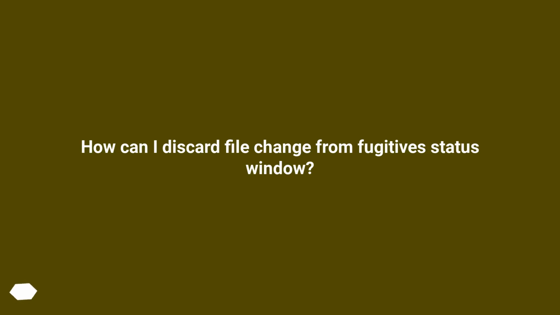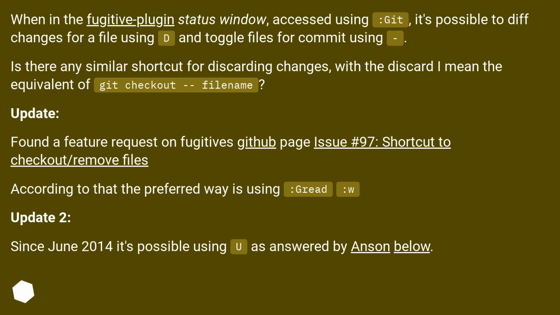How can I discard file change from fugitive status window? When in the fugitive plugin status window, accessed using :Git, it's possible to diff changes for a file using D and toggle files for commit using -. Is there any similar shortcut for discarding changes? With the discard I mean the equivalent of git checkout filename.